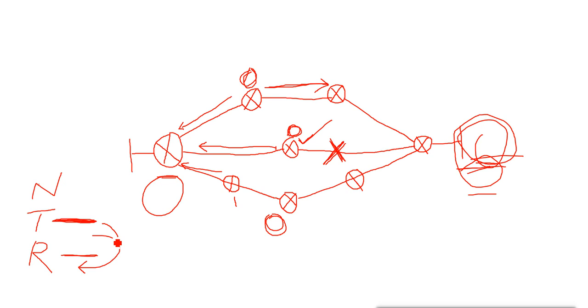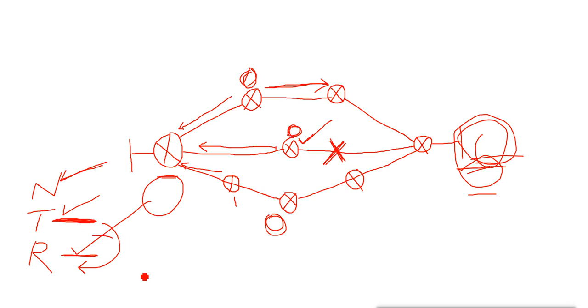So that is why the convergence time for EIGRP is very fast. First it creates the neighborship, and after creating the neighborship, they exchange the routing information, and all the routing information is stored in the topology table. Then from the topology table it calculates the best path, and the best path goes into the routing table.